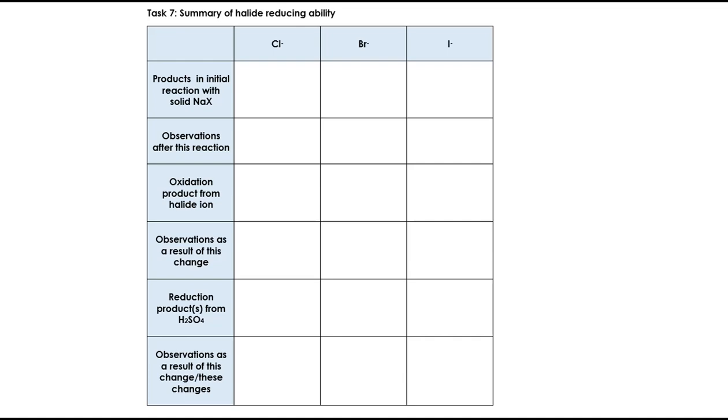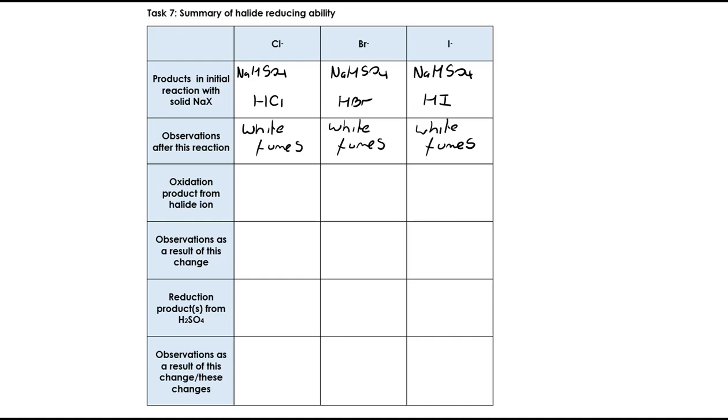Okay, let's review it. So the product in the initial reaction of solid NaX, remember that's the thing that happens in every single halide, we end up with NaHSO4. We've swapped an H for the Na. And then we make the hydrogen halide, HCl, HBr or HI. So now, if you need to, have a think about the observations. What would you see in each of these cases? And hopefully you're remembering from what we've spoken about earlier in the video, white fumes in every single case.